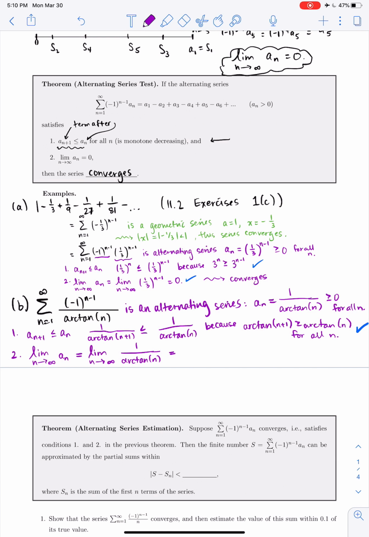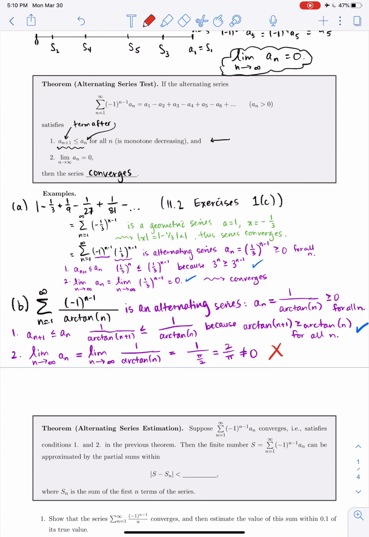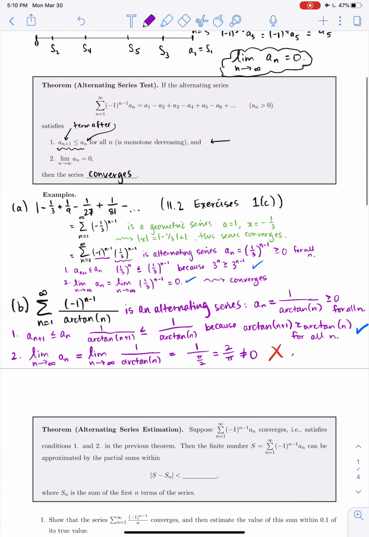And this is going to go to 1 over the value of that horizontal asymptote, which is pi over 2. So in fact, this limit converges to 2 over pi. That is not 0. So because this is not 0, this series cannot converge. Okay, so by the alternating series test, this diverges.